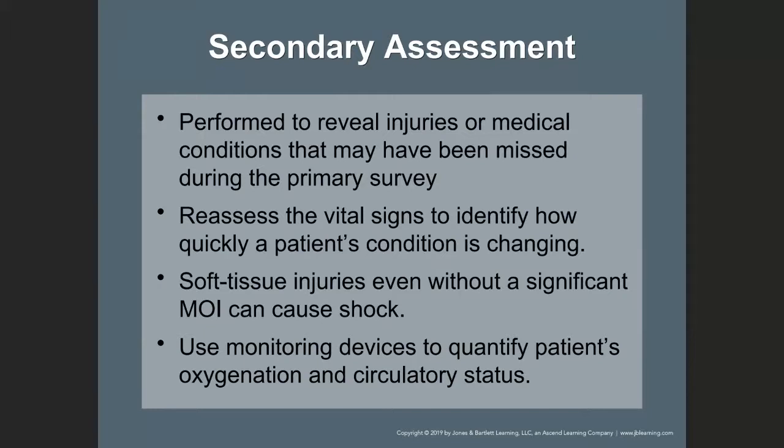So monitor the pulse ox, get the patient on capnography, pay attention to your pulse pressure, pay attention to your mean arterial pressure, especially if you're giving the patient fluids. Make sure you put the patient on a cardiac monitor. You might want to obtain a 12-lead ECG depending on the type of injury that's present.